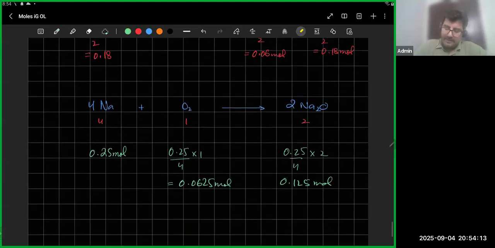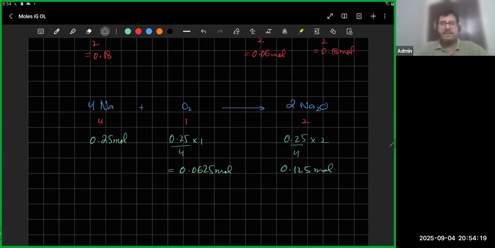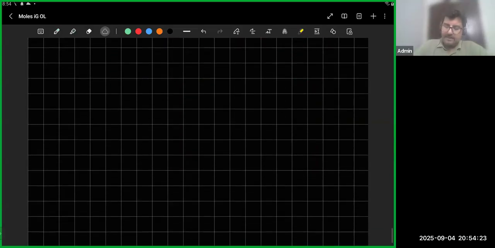So, let's do a couple of more, okay? Then we'll start, and that's it, okay? That's pretty much what moles is. So I'm going to do another one.